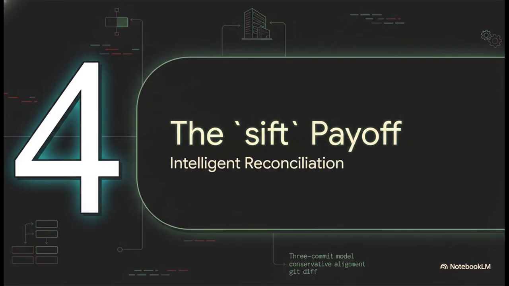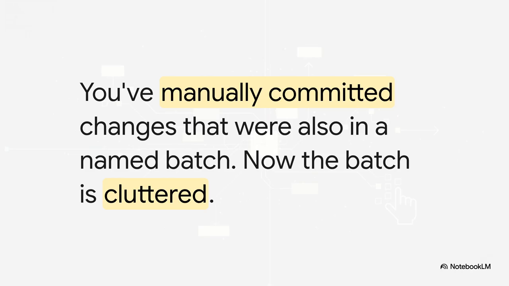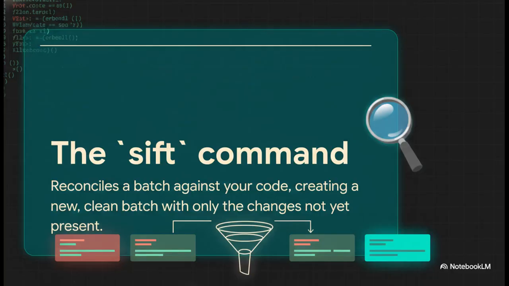So we've gone through all this careful architecture, the 3 commits, the constraints, the safe alignment. What's the big payoff? Well, we see it in some incredibly smart features, and the best example of this is this sift command. Let's picture a scenario we've all been in. You have a named batch for, say, feature X. But as you're working, you end up committing one little part of that feature directly to your branch. Now your batch is all cluttered up. It's got a mix of stuff that's already done and stuff that still needs to be applied. It's a mess. This is exactly the problem that sift was built to solve.